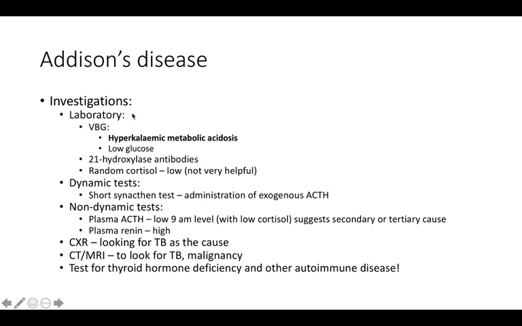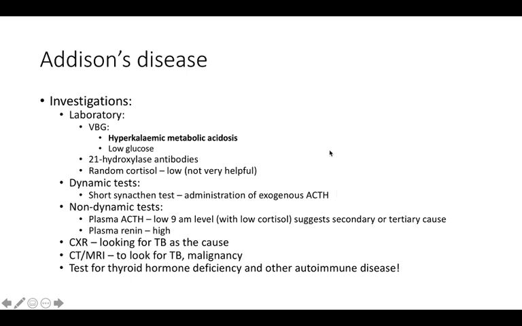So investigations for Addison's disease. In the acute situation, you want to do a VBG. Another key exam question asked is that they often present with an acid-base disturbance of a hyperkalemic metabolic acidosis. This is due to the lack of aldosterone action at the level of the renal tubule. They also often have hypoglycemia. Individuals have the 21 hydroxylase antibodies, and a random cortisol may be low. It's worth noting that measurement of the random cortisol isn't very effective and is just here for completeness.